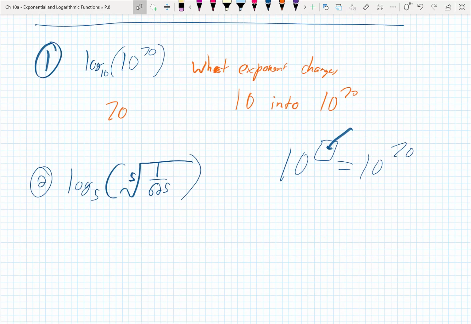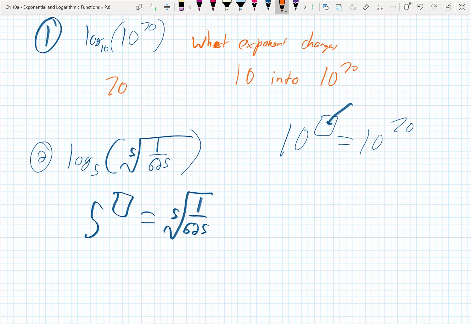So we're going to do the same thing here. 5 raised to what power is equal to the 5th root of 1 over 625? Do you guys see how this builds on what we've been doing? Don't work your way forwards. Take the time to rewrite this right side as a power of 5. Just take a minute and let's bring it down step by step.